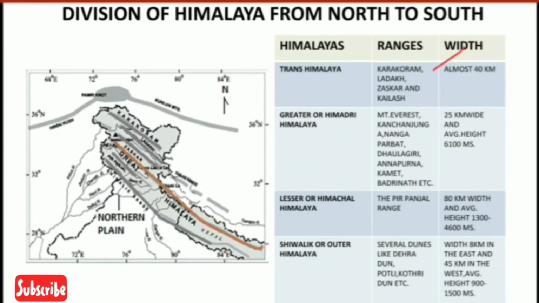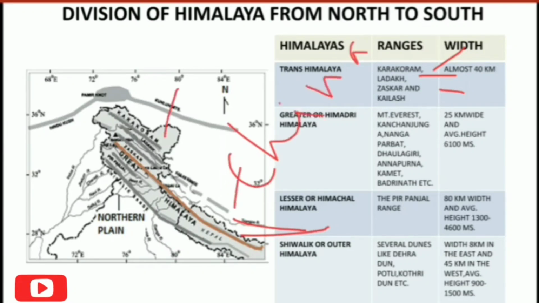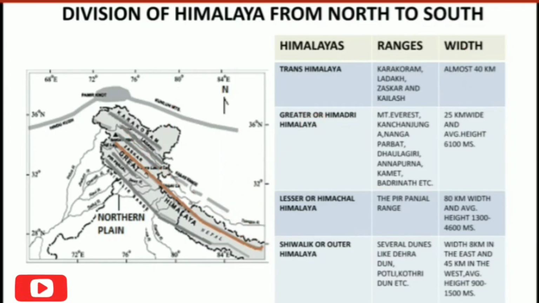After the Karakoram range, in its southern part, we have the Ladakh range, which includes the Ladakh region. In the southern part of the Ladakh range, we have the Zaskar range, which mainly includes Jammu Kashmir and Ladakh region. On the eastern side, we have the Kailash range, which is in southwestern China. Now, you can see here that is the Ladakh range, that is the Kailash range. So, the southward extension of this Ladakh range is mainly known as the Kailash range. According to many geographers and geologists, Trans-Himalaya includes those important 4 ranges. Width is almost 40 km.